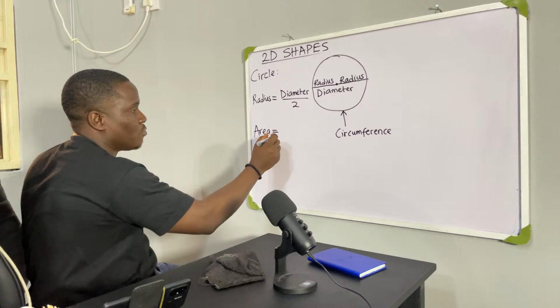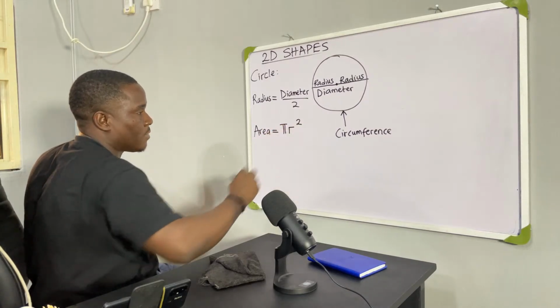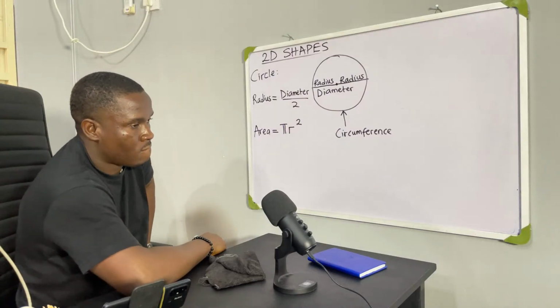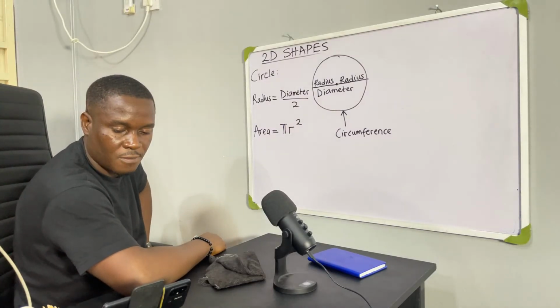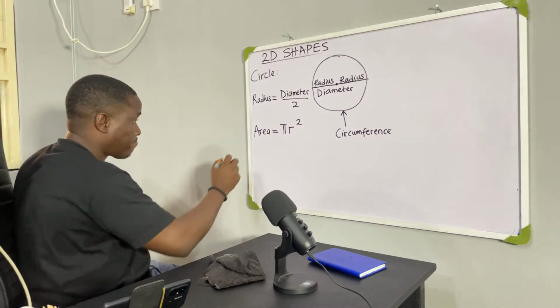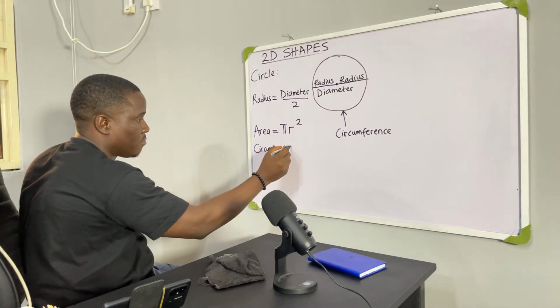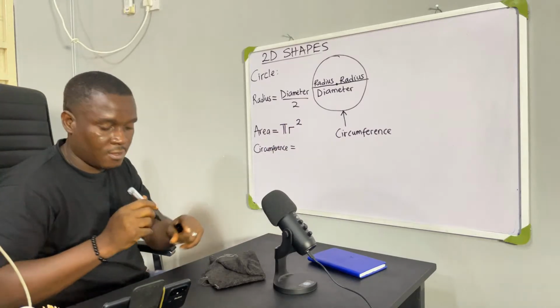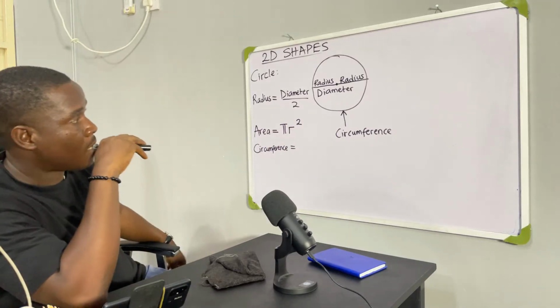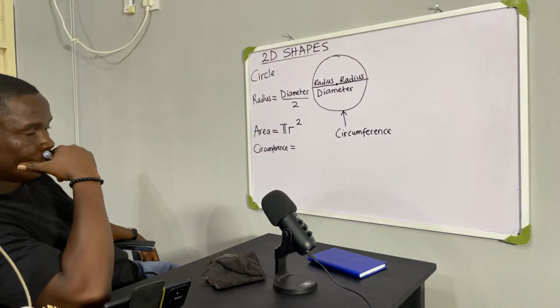So area is equal to pi radius squared. That's the formula. Pi radius squared. And circumference. Okay, so the radius is the diameter divided by 2. So that's just basically half of the diameter.